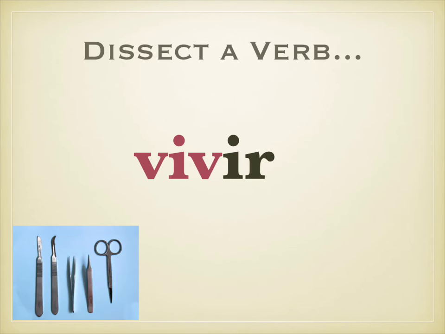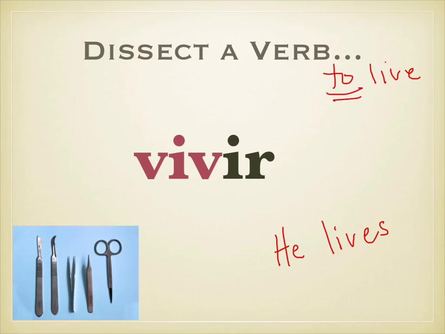So let's take a look at a verb and what makes up a verb. We're going to dissect it. Verbs are actions, things that you do. Here we have vivir, which means to live. Just like in English, this "to" part means that nobody's acting on it. It's still up in the air. If I said he lives, you'll notice that we had to change live to lives. We made it almost like it's plural, because he is acting on it.